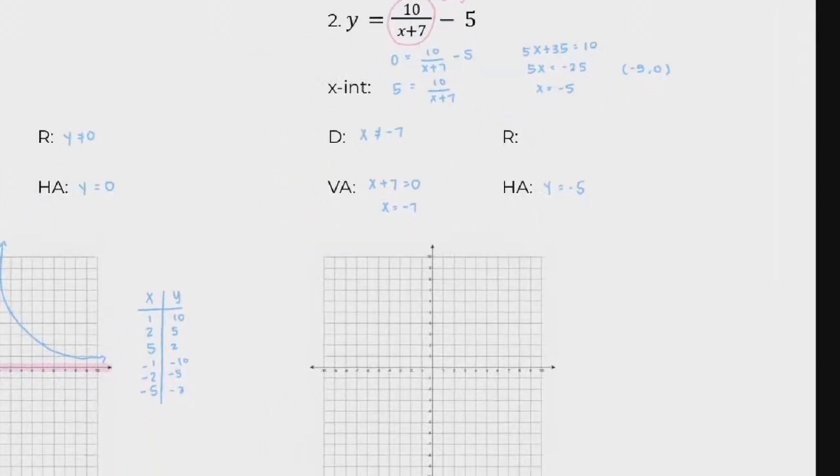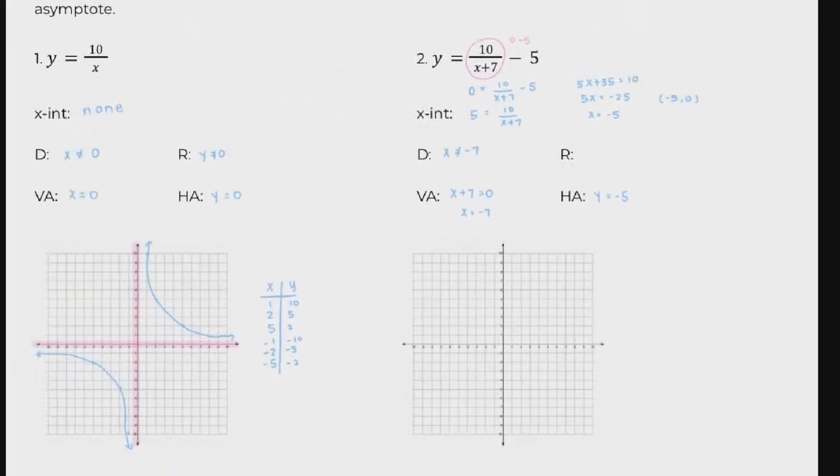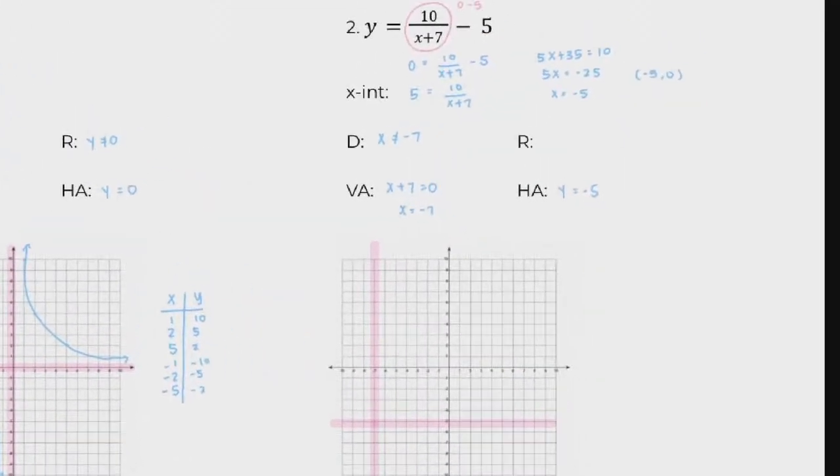Okay, sorry. So for this one, I'm going to start by drawing the asymptotes. So we have a vertical one at negative 7 and a horizontal one at negative 5. Then I'm going to plug in points.